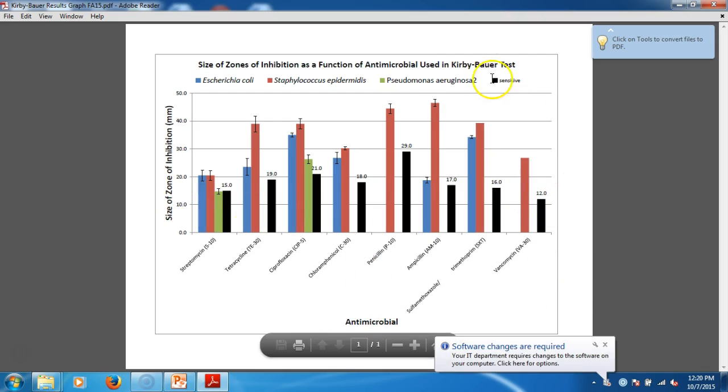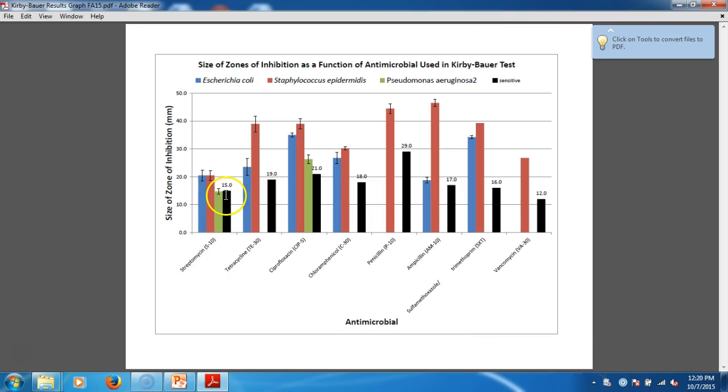So the black bars indicate sensitivity. For streptomycin, it's going to be 15 or greater. So you'll notice all these bars are either at or above. So Pseudomonas, which is our green one, is sensitive to streptomycin. So was E. coli, which is our blue bar, and then our pink bar is our Staph epidermis.